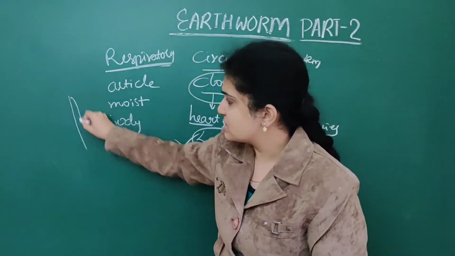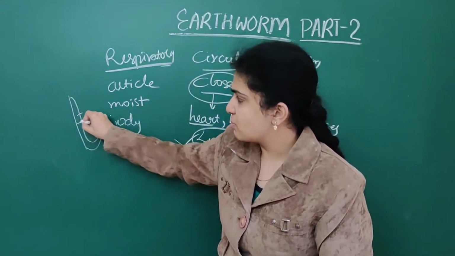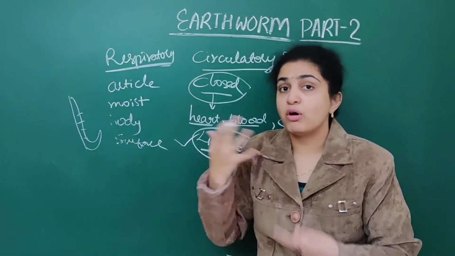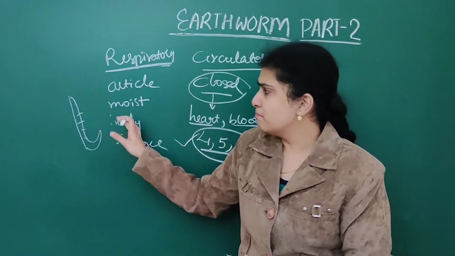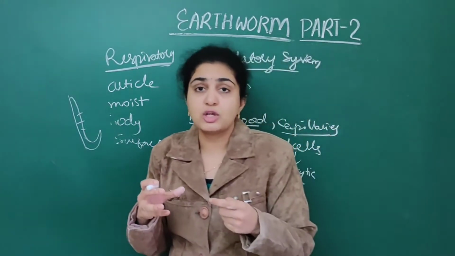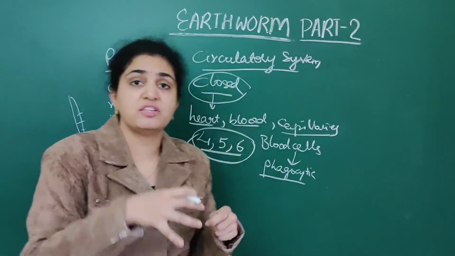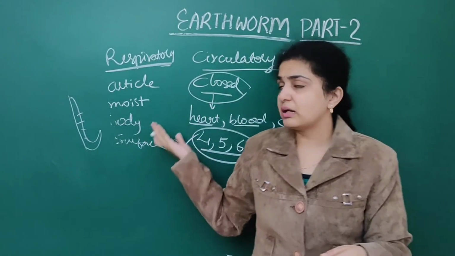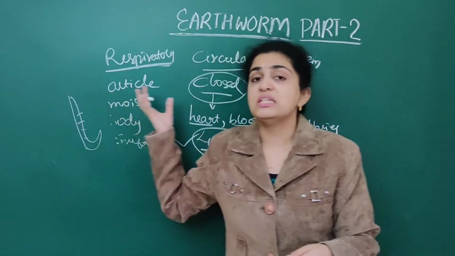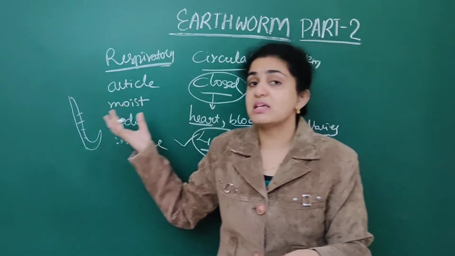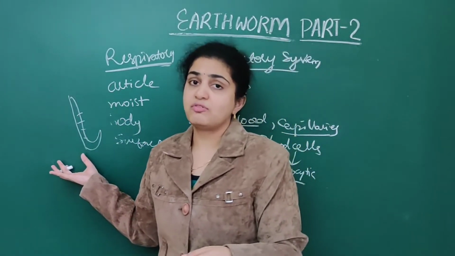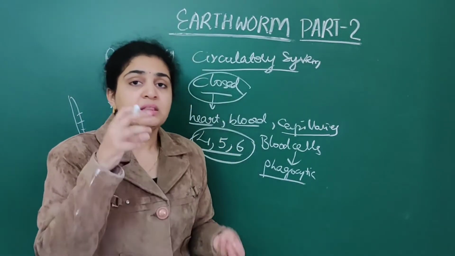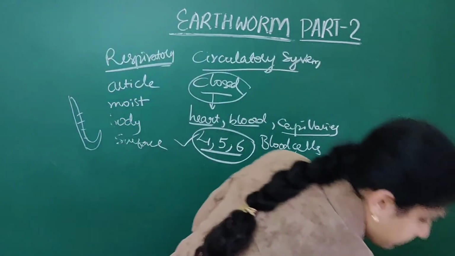The earthworm is long and cylindrical. Through its moist body surface only, exchange of gases between the environment and its body will take place. A simple exchange of gases through the moist cuticle, that is, the moist body surface, through the soil. When it is moving through the soil, direct exchange of gases takes place. So this is mainly about the circulatory system as well as the respiratory system of earthworm. Next we are going to see the excretory system of earthworm.